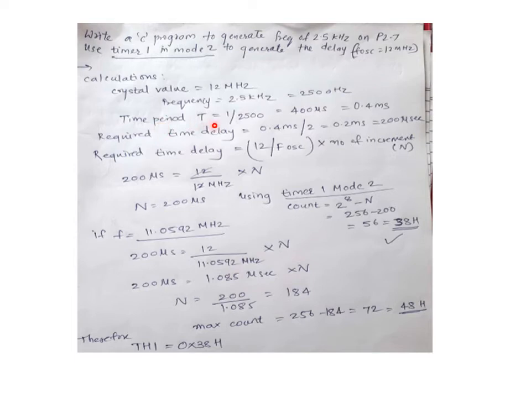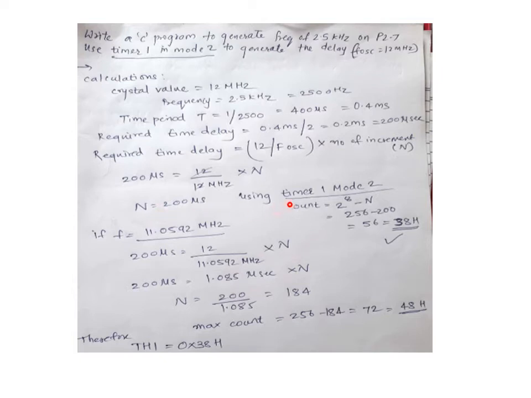So time period T is equal to 1 divided by frequency 2500. So we will get 400 microsecond, or 0.4 millisecond. So required time delay is equal to 0.4 millisecond divided by 2, we will get 0.2 millisecond, or 200 microsecond. So required time delay is equal to 12 divided by oscillator frequency into number of increments, that is capital N. So 200 microsecond is equal to 12 divided by 12 megahertz into capital N.